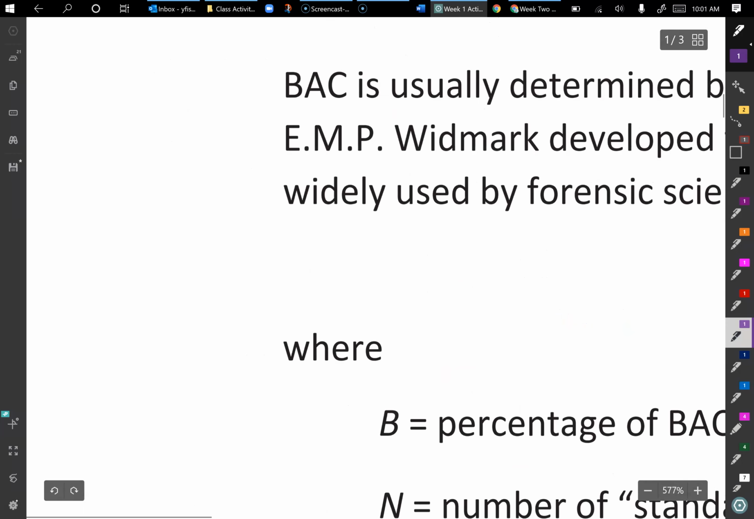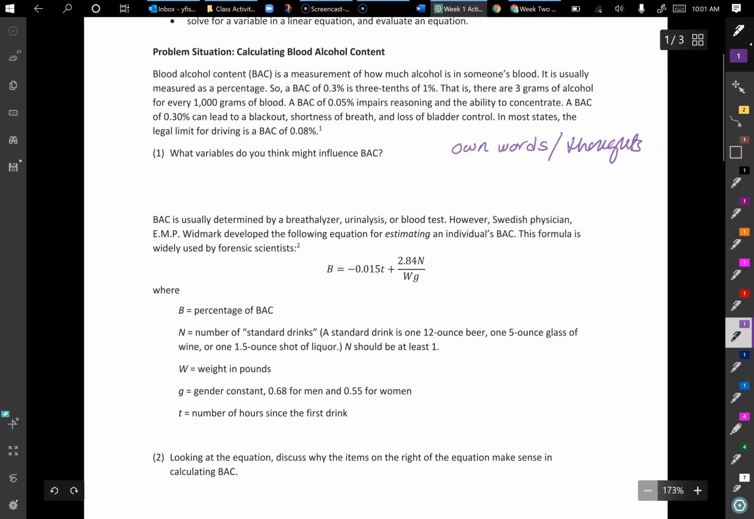The next part here, we're going to use the formula. In order to figure this out, we need to have some way to calculate that. So that's what this is about. BAC is usually determined by breathalyzer, urinalysis, or blood test. However, Swedish physician E.M.P. Widmark developed the following equation for estimating an individual's BAC. This formula is widely used by forensic scientists.